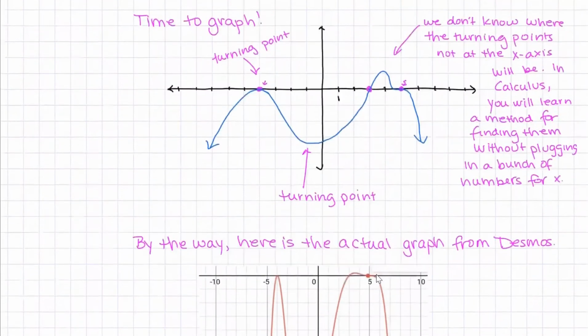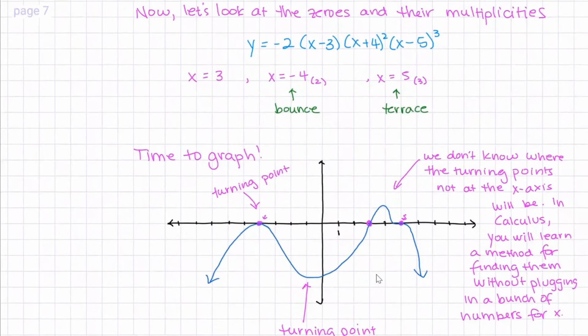So remember, you know if it's going to bounce or terrace based on the multiplicity. Even multiplicities bounce. Odd multiplicities bigger than 1 terrace. So it's all about that.